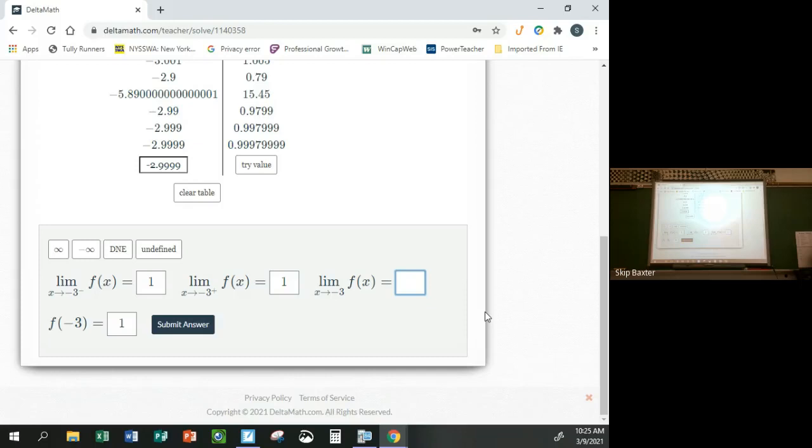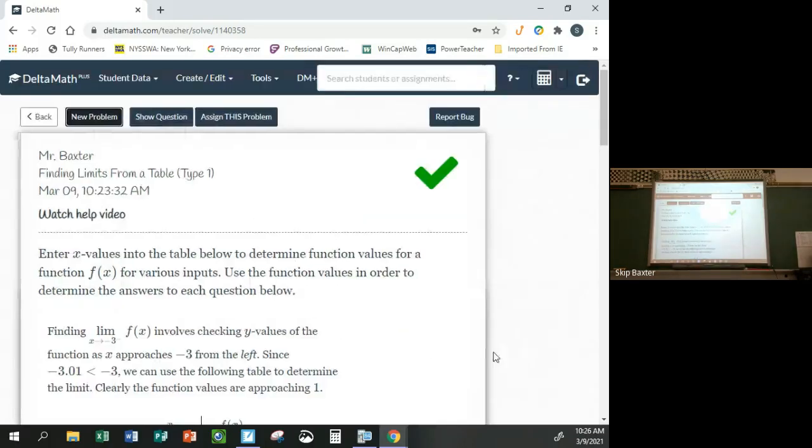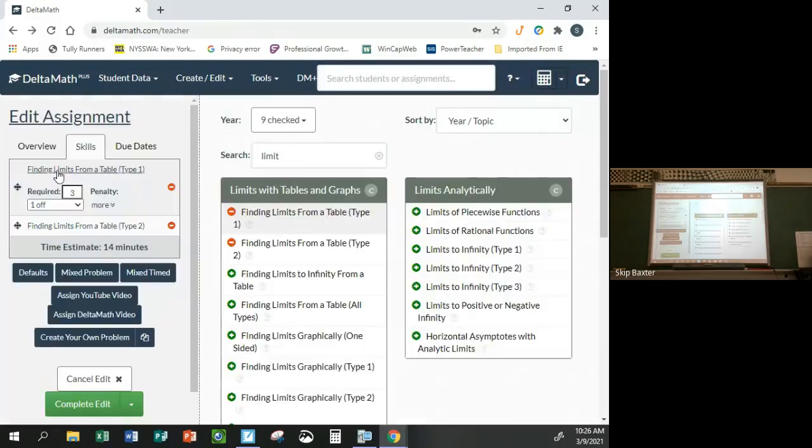So what's this limit then? Also 1. If these two are different, then this answer would be does not exist. So you just click on does not exist. But they're the same, so I'm just going to plug in 1 and then submit the answer. Okay, you have to fill out all the parts of it. Now, sometimes you might have one.